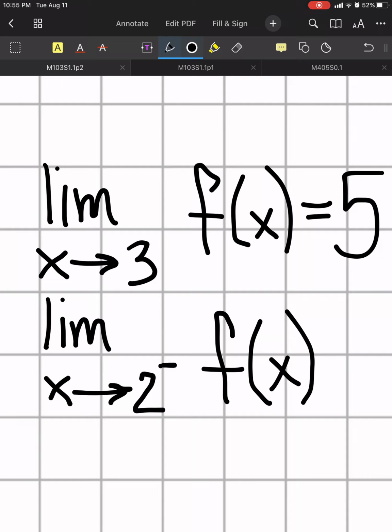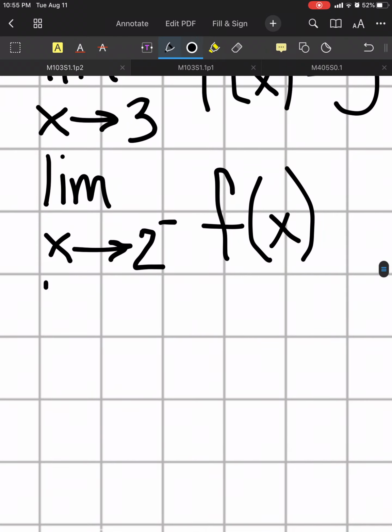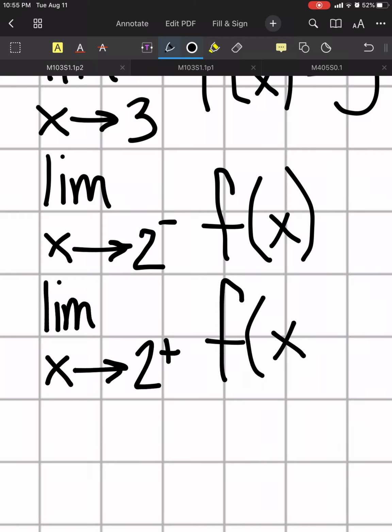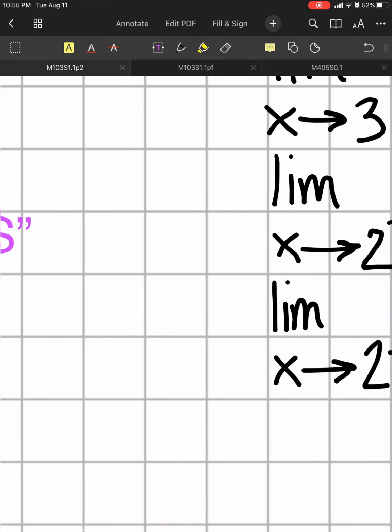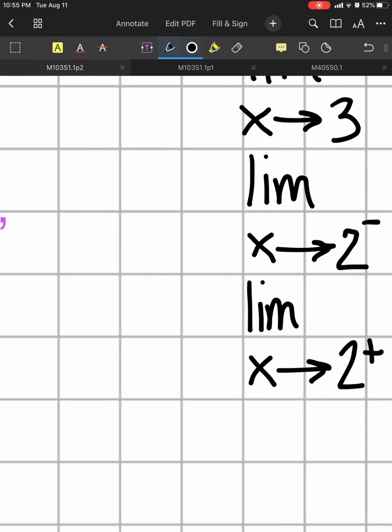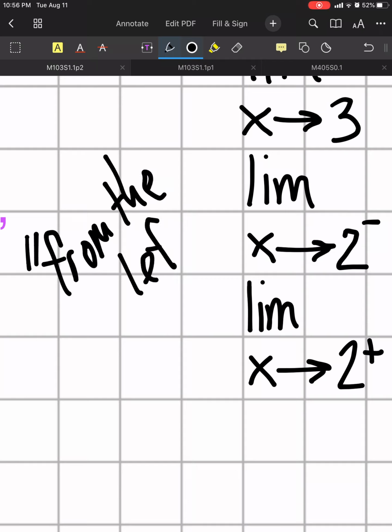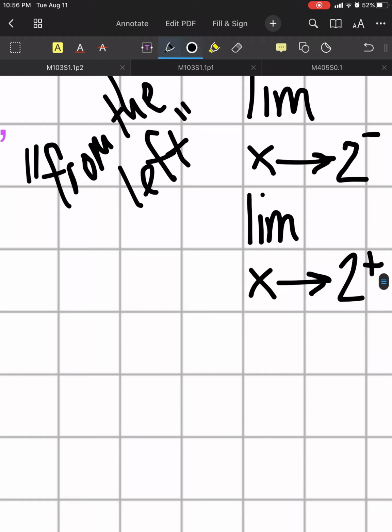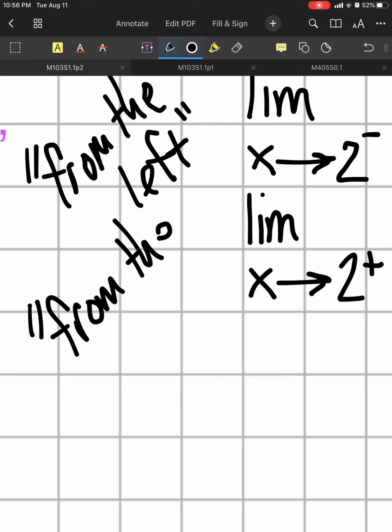So we have a little way to symbolize this. Let me write these out and then tell you how we say them. I have these two different ones here. So this first one, if I want to describe what I mean by that little minus sign, I would call that from the left. That minus sign means from the left. In other words, from smaller values of x. The second one, the plus sign, that means from the right. So from bigger values of x.